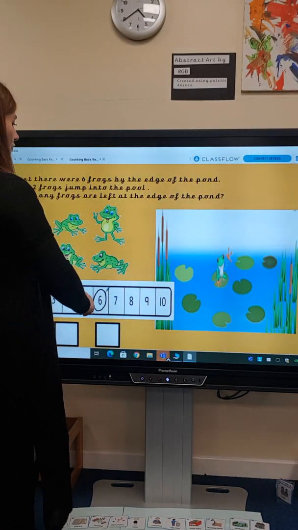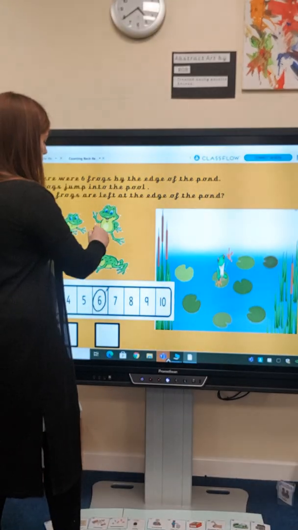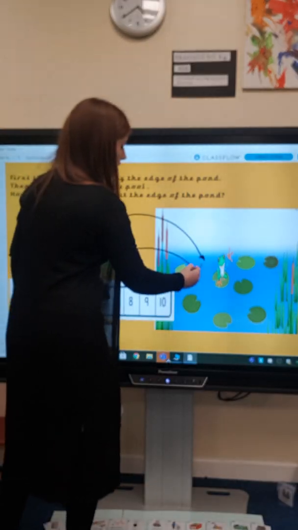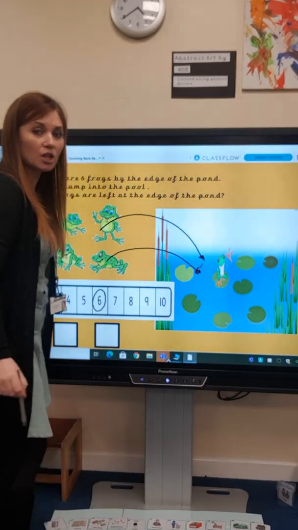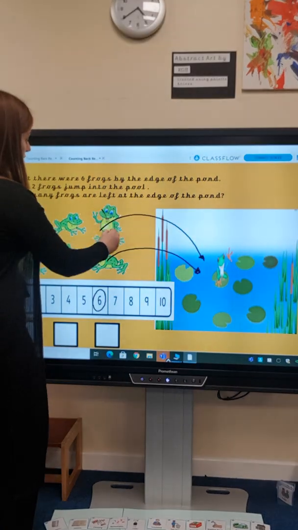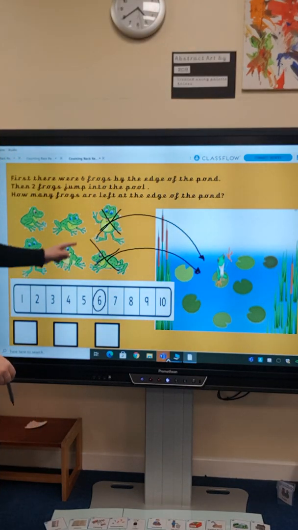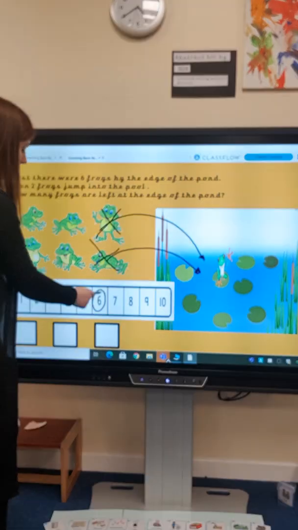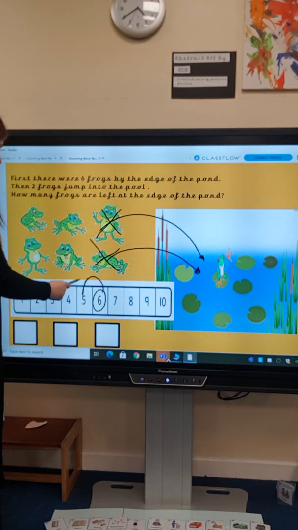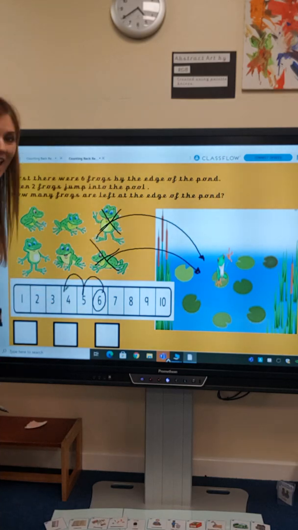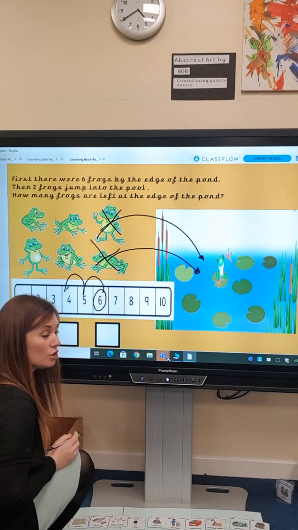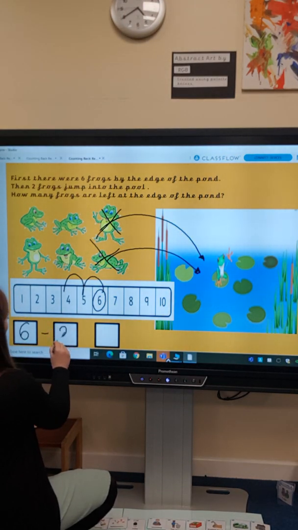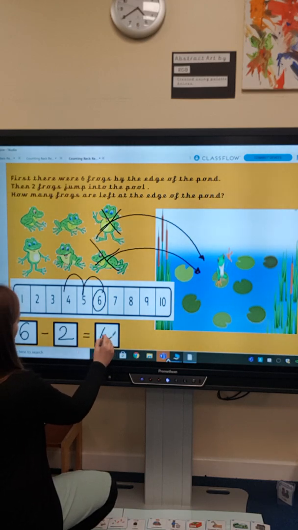2 of these frogs decide to jump into the pool. So one frog jumps into the pool and another frog jumps into the pool. So that's 2 frogs that have jumped into the pool. So I'm going to cross these frogs off. So I'm going to start at number 6 and count back 2. Are we ready? 6, 1, 2. So 6, if we take away and subtract 2 is 4. So 6 subtract 2 equals 4.